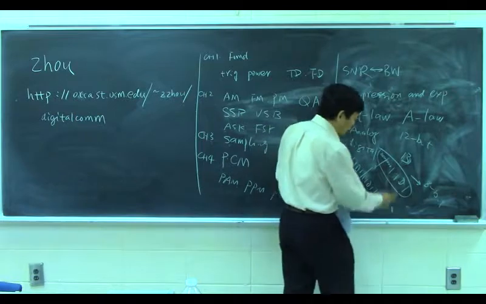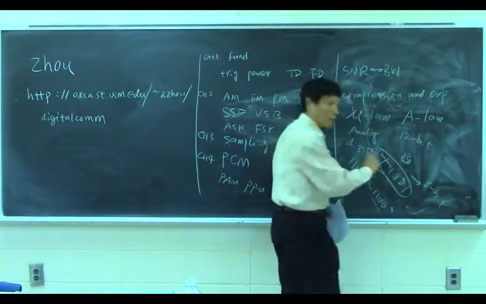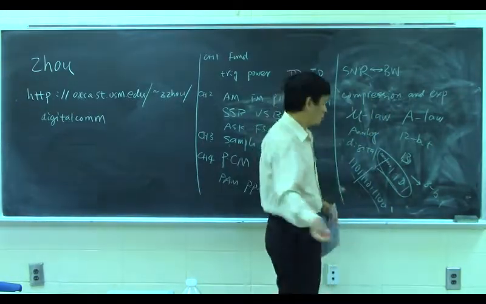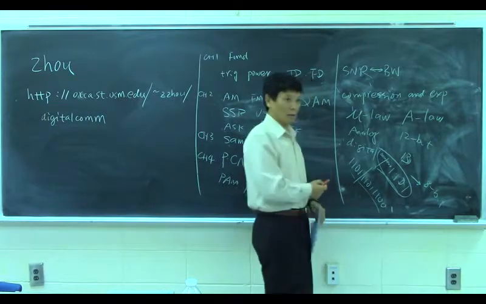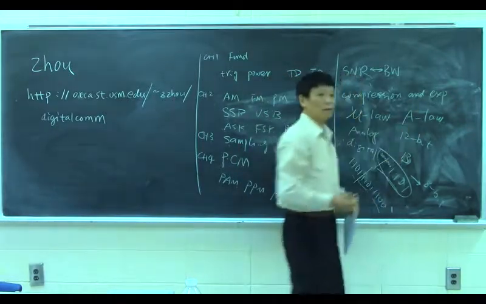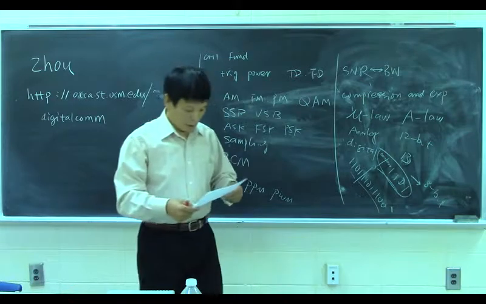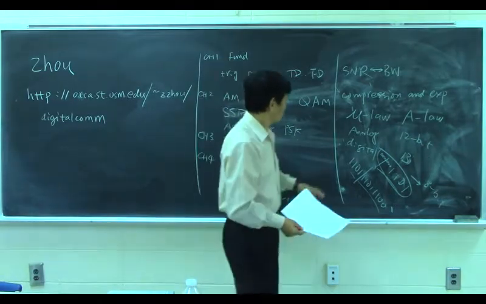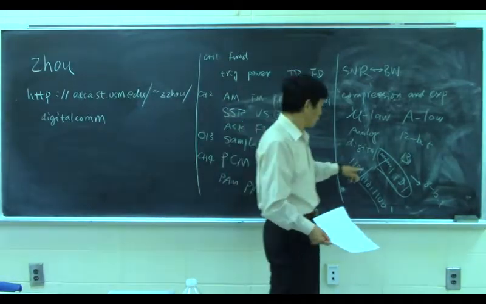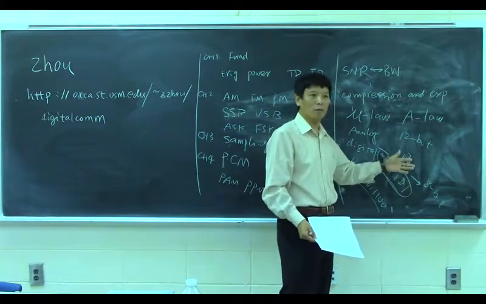But anyway, once we compress this data, we transmit, you receive, then we want to go back to the original data. That process is called expansion. So the examples we are going to discuss are from 12 to 8, and from 8 back to 12.